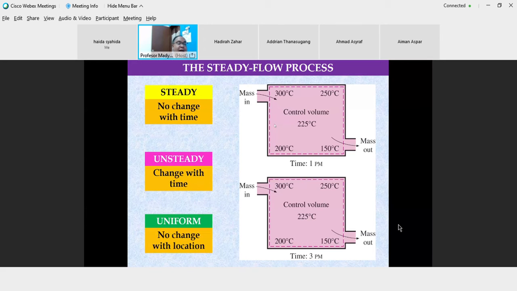Then we have the words steady, unsteady, and uniform. If mass goes in and mass goes out with no change with time, that is called steady. Like relax brother, steady relax. So it's no change with time. What about unsteady? Unsteady is change with time. So you too, if you are always moody, you are an unsteady person. And uniform means no change with location.